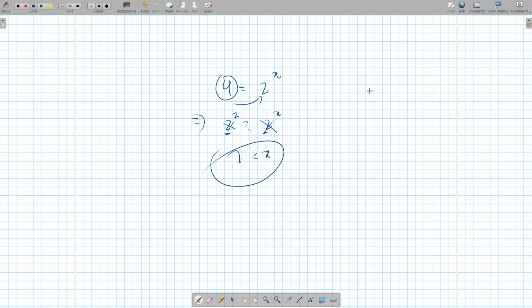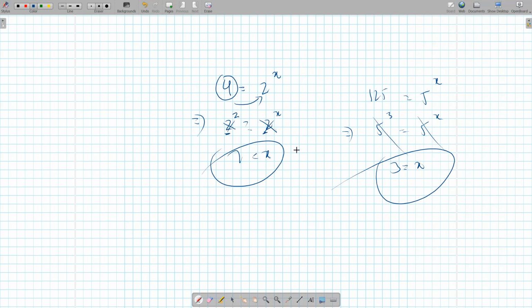Try this one. 125 equals 5 to the power of x. 125 is 5 cubed, yeah? Boom, boom, gone. x is 3, easy, right?